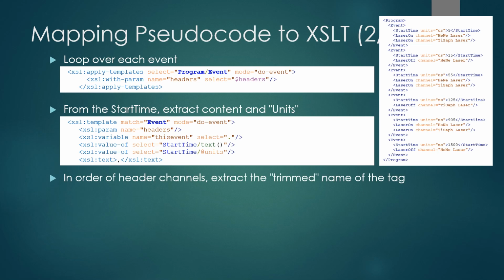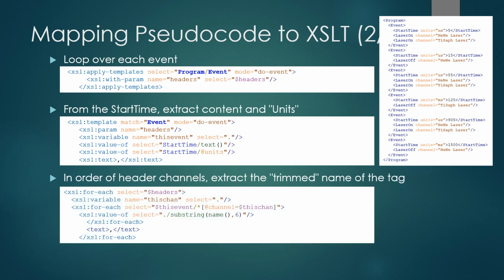Now comes the fun stuff. The rule was, in the order of the header channels, extract the trimmed name of the tag. So we're still inside of our event. And we have now a for loop. There's actually two of them. For each of the headers, that's the first part, extract the name of the tag. We're going to skip that trimmed for a second. Extract the name. So for each of the headers, I'm going to save the current header.